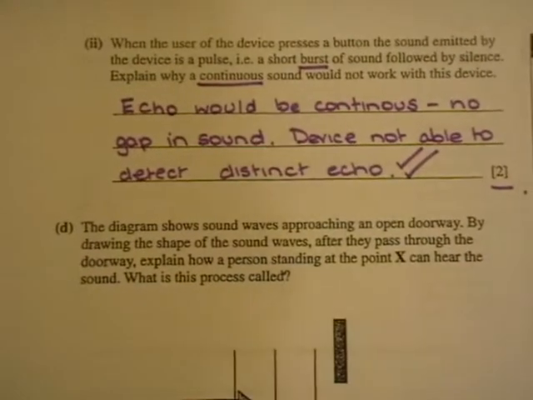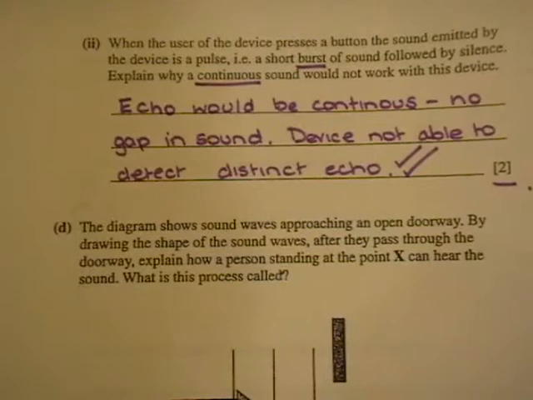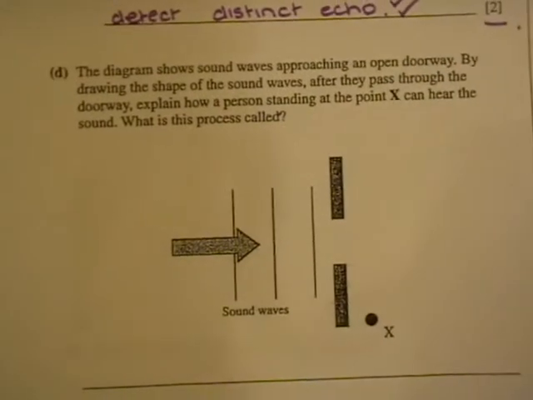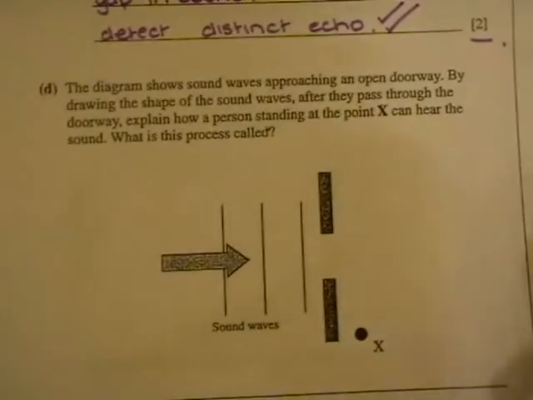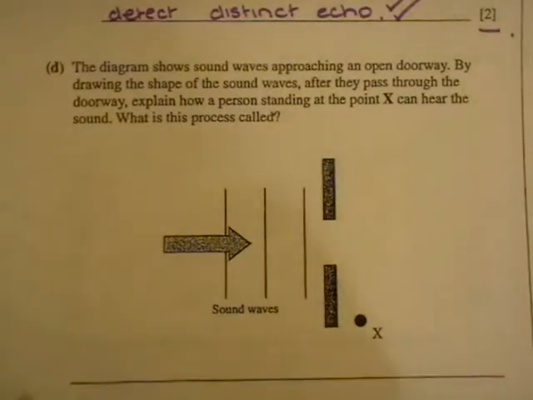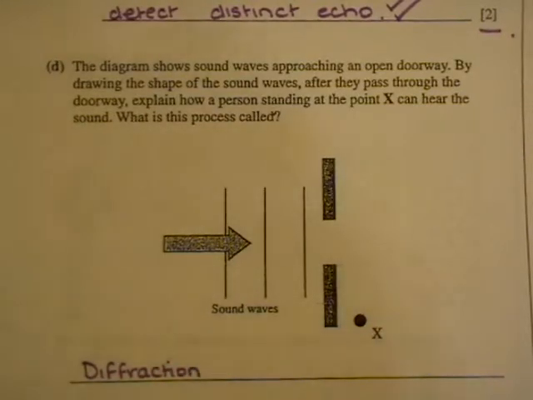The drawing shows sound waves approaching an open doorway. By drawing the shape of the sound waves after they pass through the doorway, explain how the person standing at point X can hear the sound. What is this process called? So this process is called diffraction. And I know that when waves are diffracted, they're spreading out into areas that wouldn't normally be detected. But I also know that their wavelength doesn't change.